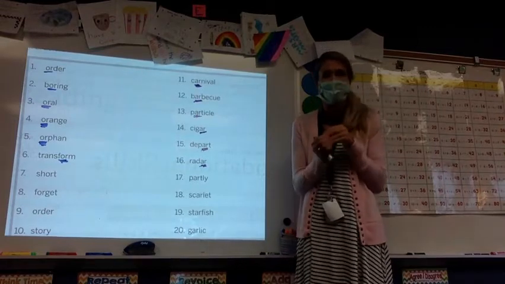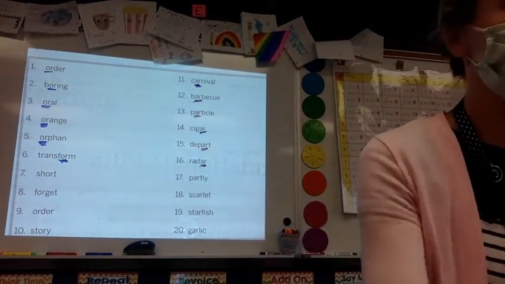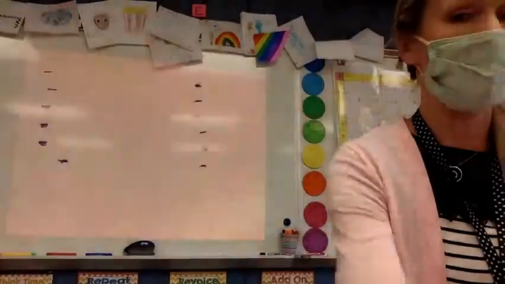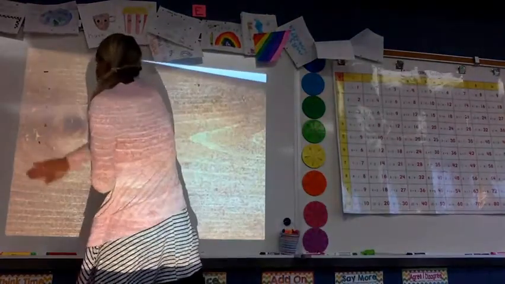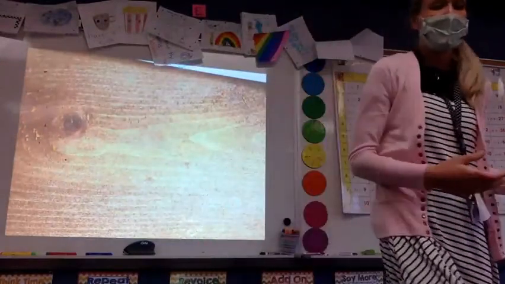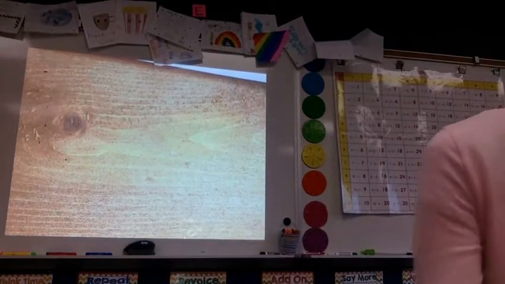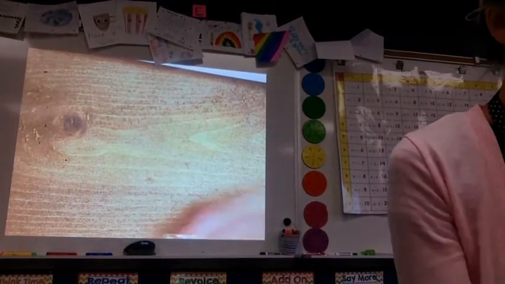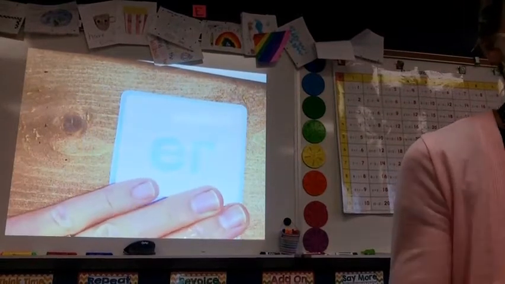Third graders, we're going to look at one more of these and then we're going to have an activity with it too. Our next set is going to be a little bit different. Let me put that aside and quickly erase my marks on my board so they don't confuse us. And we are going to be looking at another spelling card today.